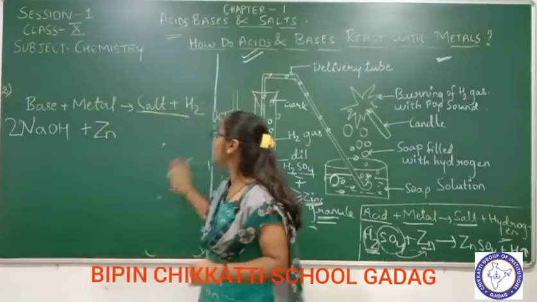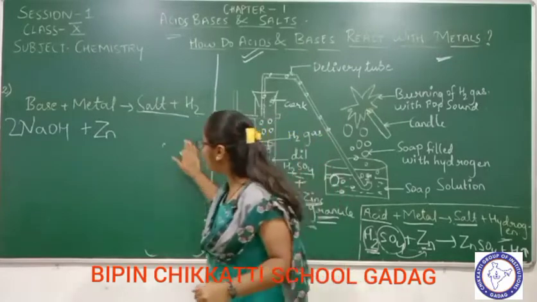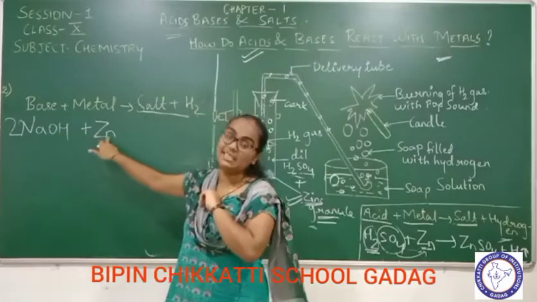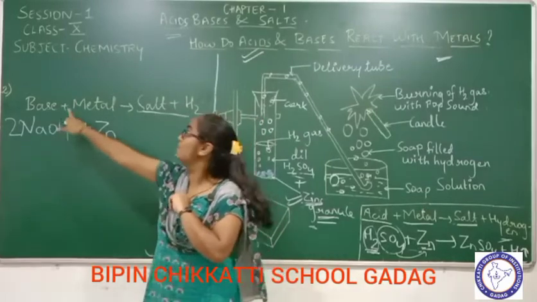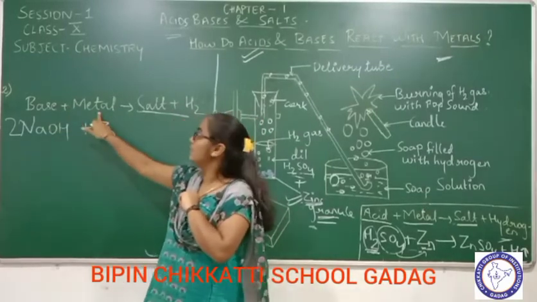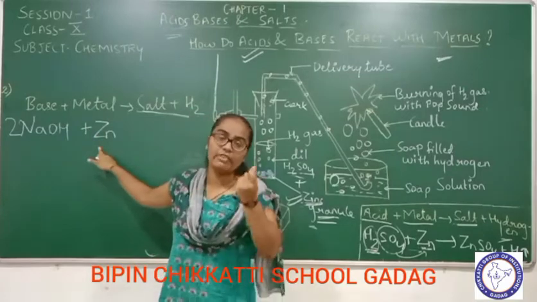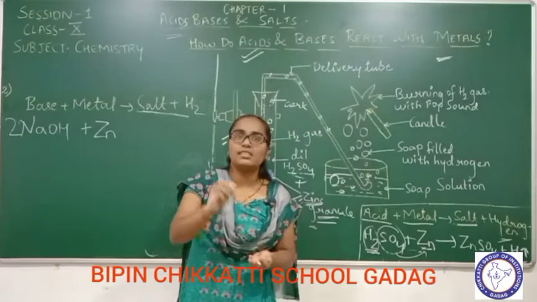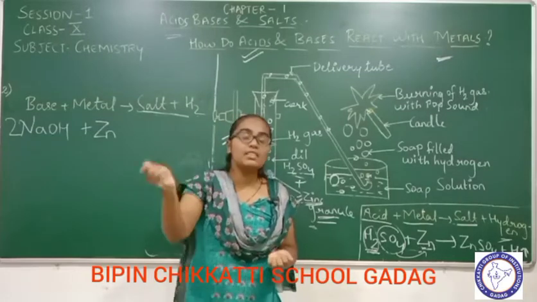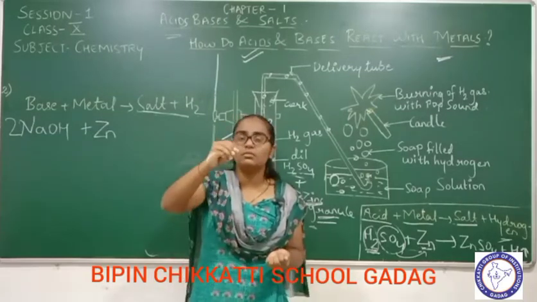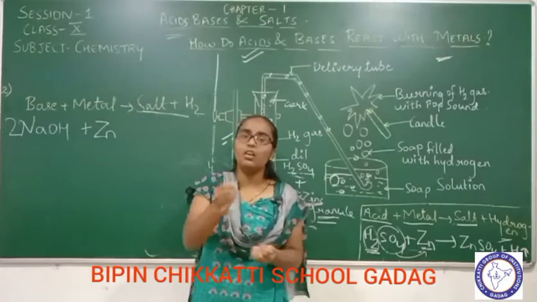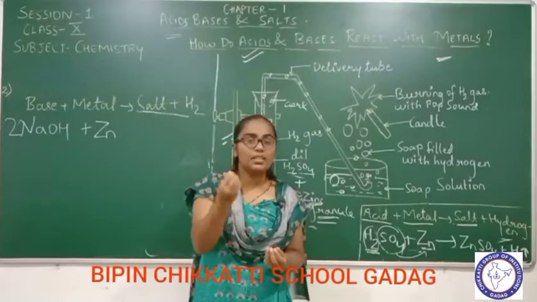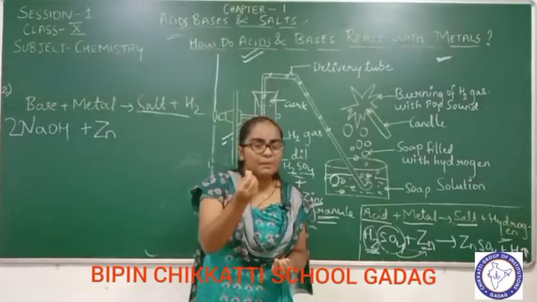Right? So which are the two components that we are going to add into the test tube? First one is NaOH, second one is zinc metal. NaOH is a base, and the metal is zinc, which we are taking in the form of granules. Granule means small, minute particles, like sand particles. In a similar way, the zinc metal will be present in the form of sand-like particles.